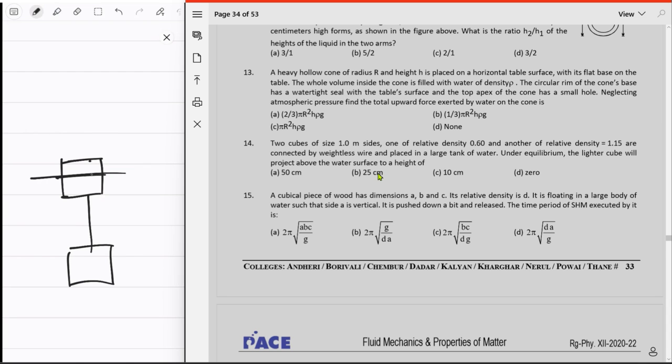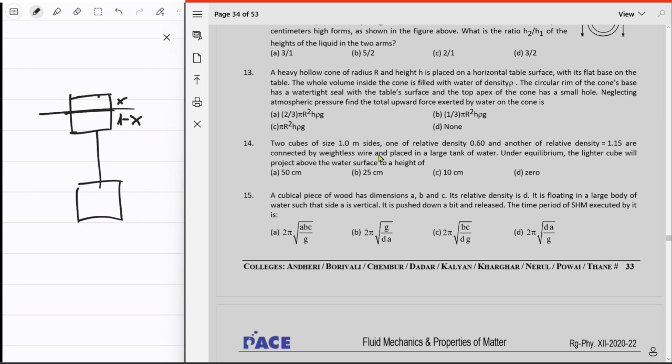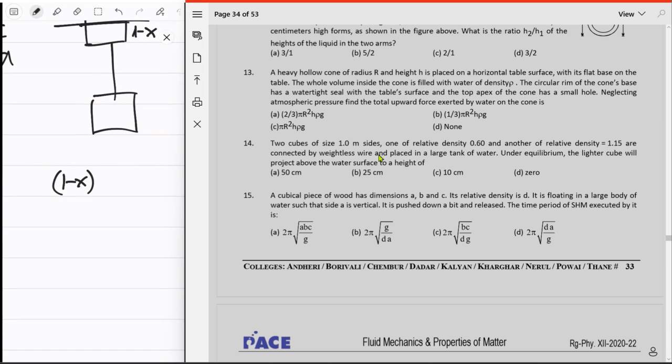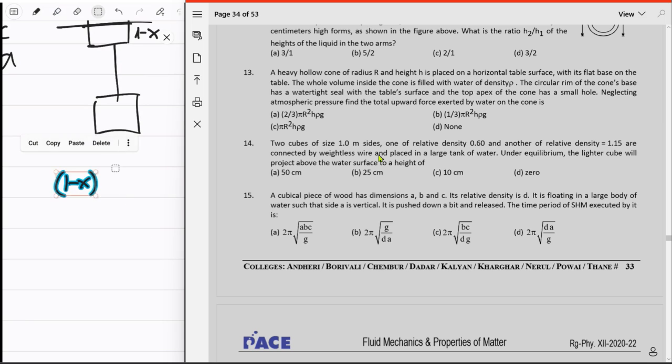Let's say this is x, then this will be 1 minus x, because it's just 1 meter. And then the whole volume that you have over there is 1 minus x times 1, plus this one, which is also just 1, so 2 minus x is the volume.